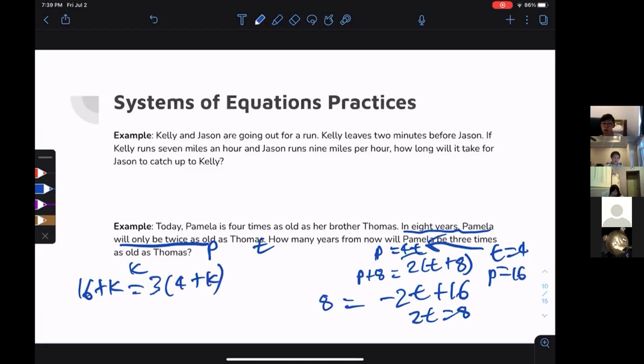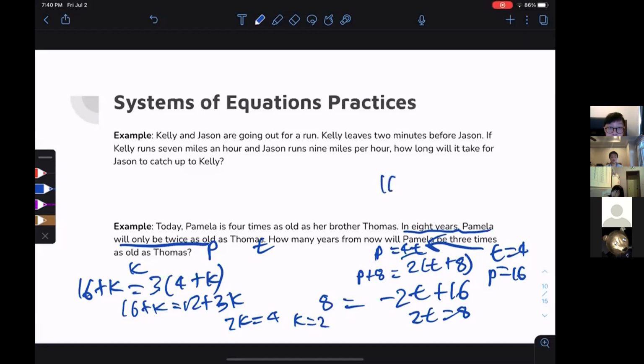Alright, so then we can just solve for k here. 16 plus k is equal to 12 plus 3k. And then we get 2k is equal to 4 and k is equal to 2. So in 2 years, Pamela will be 3 times as old as Thomas. So you can just really quickly check this. 16 is 4 times 4. Yeah. In 2 years, Pamela will be 18. Thomas will be 6. And yeah, 18 is equal to 3 times 6 as well. In 8 years, Pamela will be 24 and Thomas will be 12. 24 over 12 is equal to 2. So everything is right in this problem.